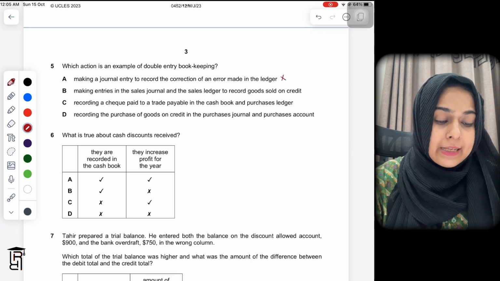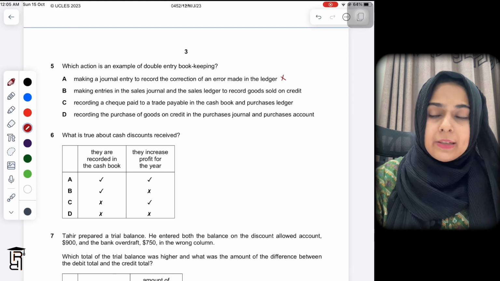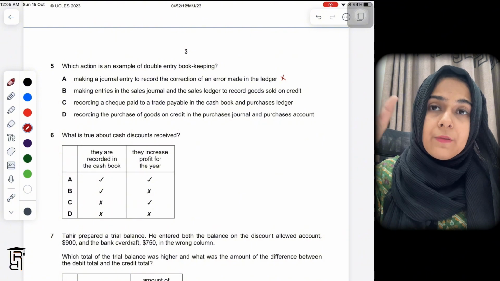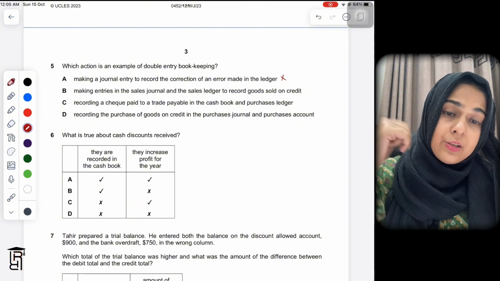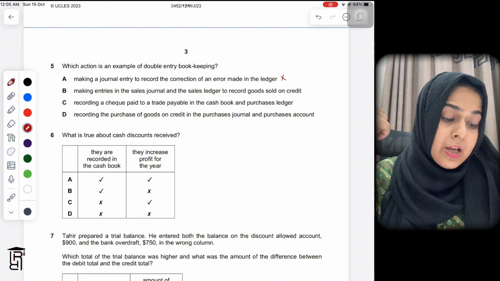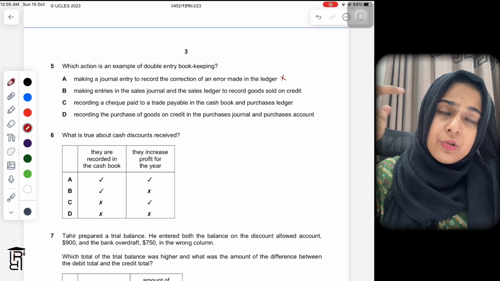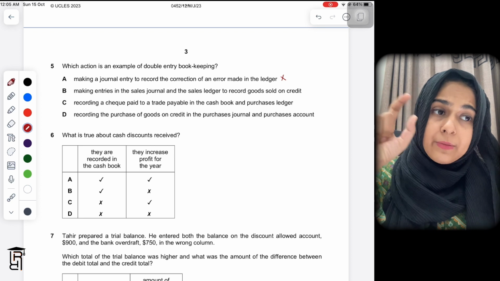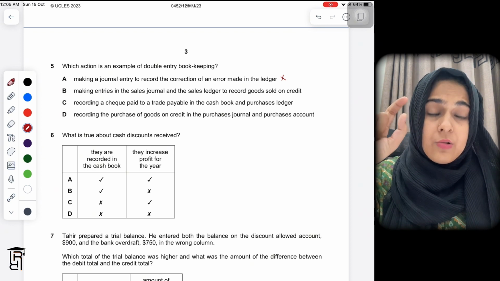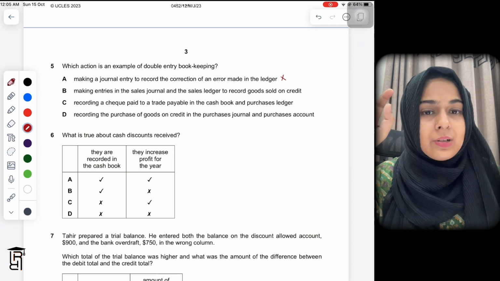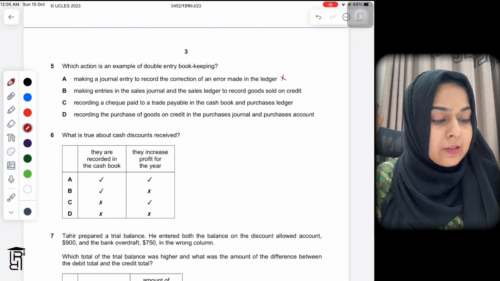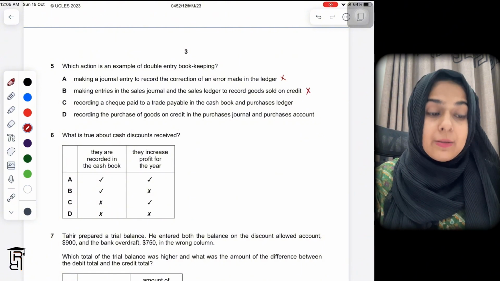Making entries in the sales journal and the sales ledger to record goods sold on credit. So basically, in the sales journal you'll have the name of each and every trade receivable to whom you have sold goods on credit. Then when you are posting this into the sales ledger, you are debiting the trade receivables account, but the double entry is not complete unless you credit the sales account as well. So this is not indicating a double entry.